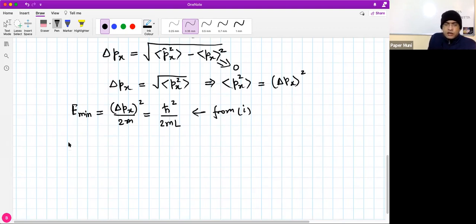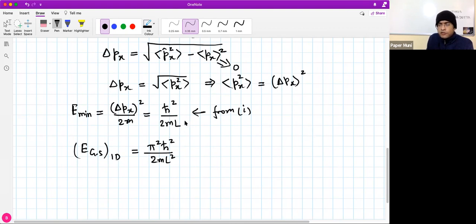Now if we remember the ground state energy which we derived, the energy of the ground state in 1D, we had pi square h cross square by 2 m L square. So it's roughly of the same order, nearly 9 times of this. So we have done a good job of estimating this value. Now what does it say?